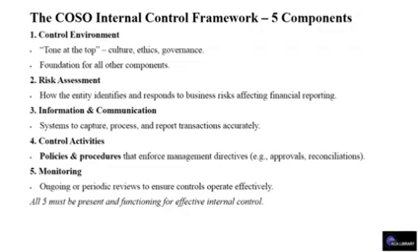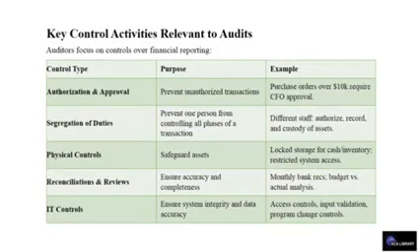Also, we have information and communication as another component, which deals with the systems that capture, process, and report transactions accurately. The fourth one is control activities, which deals with the policies and procedures that enforce management directives, such as approvals, reconciliations, and the like. The last component is monitoring, dealing with ongoing or periodic review to ensure controls operate effectively. All these five components must be present and functioning for effective internal control.